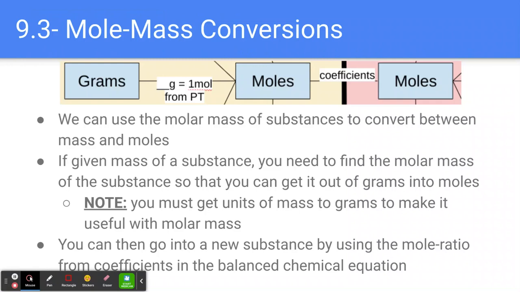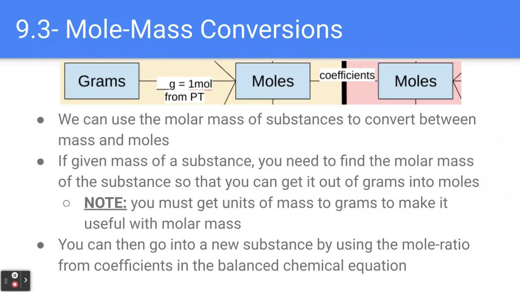All right, the next problem here would be a mole to mass conversion. So this one, we are going to start with grams, and we're going to go to moles of the same substance, and then we're going to cross that bridge using the mole bridge. So we have to remember that we can find the molar mass of a substance from the periodic table.